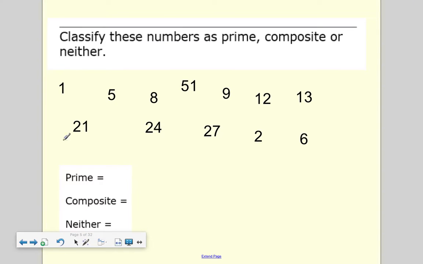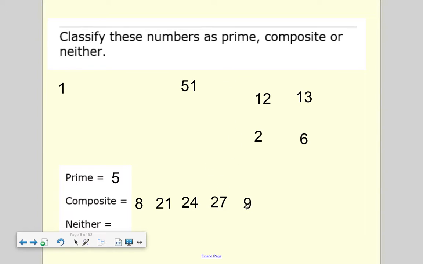So let's practice this. Classify these numbers as prime or composite. 5, 1 times 5, prime. 8, 4 times 2, 1 times 8. That's composite. 21 has 3 times 7, all kinds of numbers. 24 has a lot of factors. 27 is 1 times 27, 9 times 3. 9, 3 times 3, 1 times 9. No, it's composite. 2, 1 times 2. 6, 3 times 2, 1 times 6, composite. 12 is composite. 13 is prime.